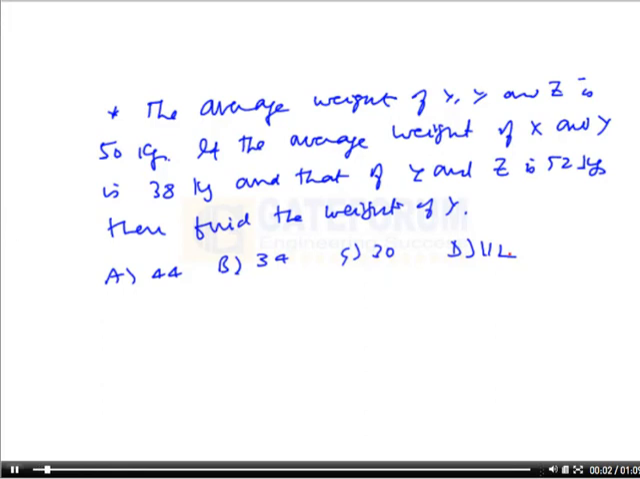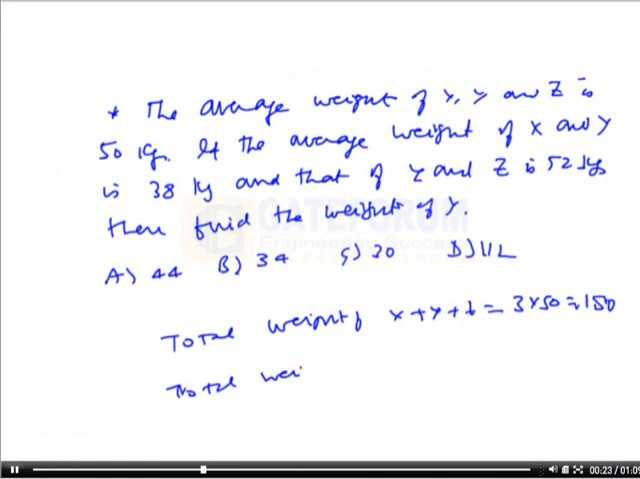The average weight of x, y and z is 50 kg. If the average weight of x and y is 38 kg and that of y and z is 52 kg, find the weight of y. So let us find the total weight of x, y and z. That will be 150.